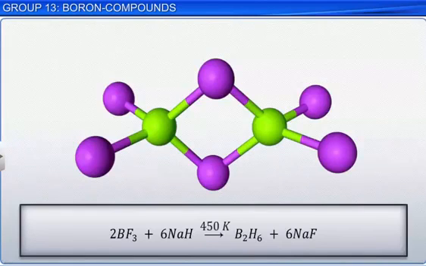The third method for preparing diborane on an industrial scale involves the reaction of boron trifluoride with sodium hydride at 450 Kelvin.